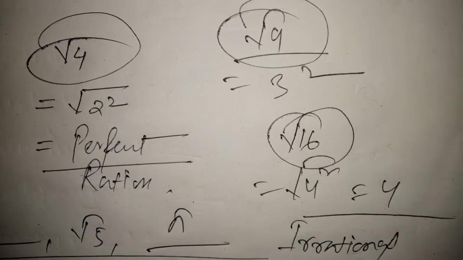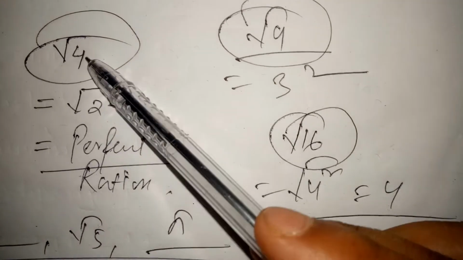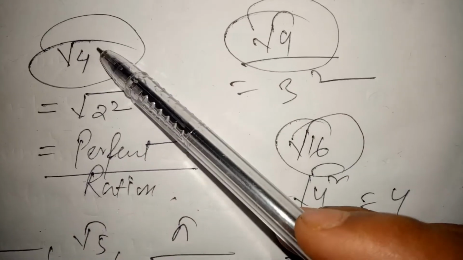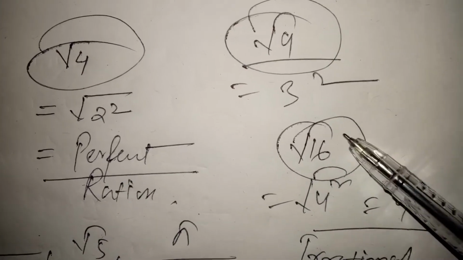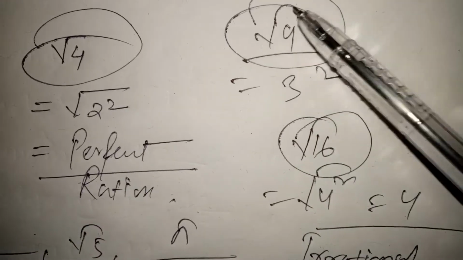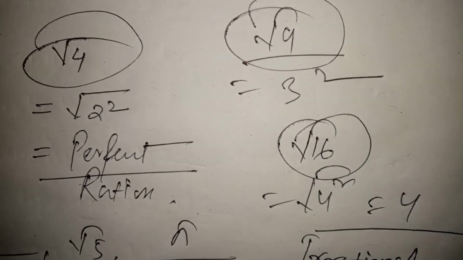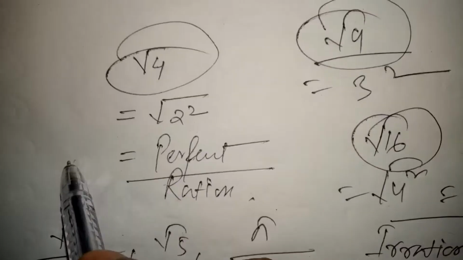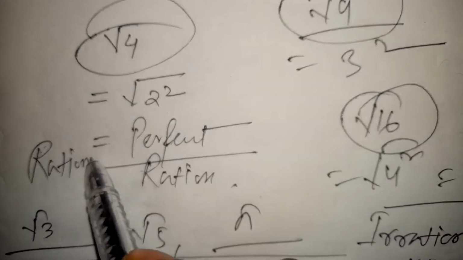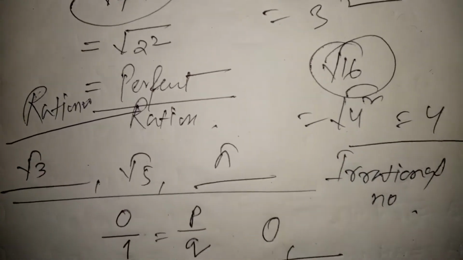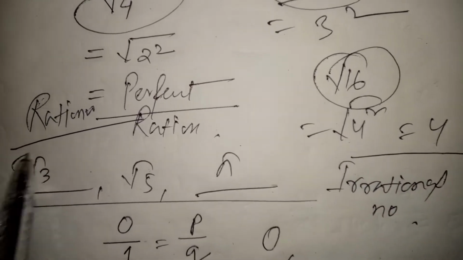If by multiplying any two numbers you are getting this number, then this will be called your perfect square number. That means 2 into 2 will be 4, 3 into 3 is 9, 4 into 4 is 16. By multiplying any two numbers, if you are getting these numbers, this will be called your perfect square number. So these perfect square numbers will be your what? Rational numbers.